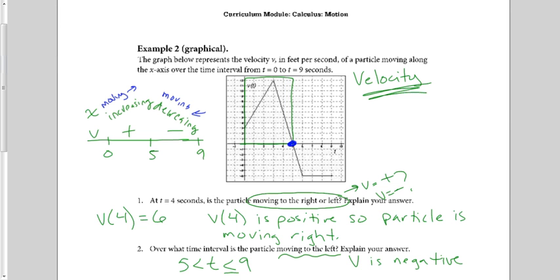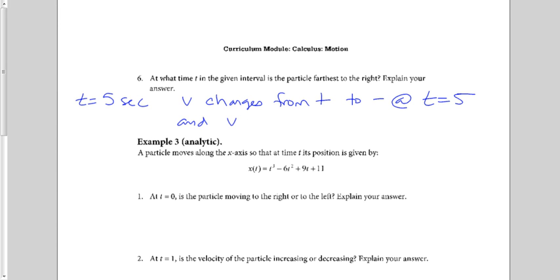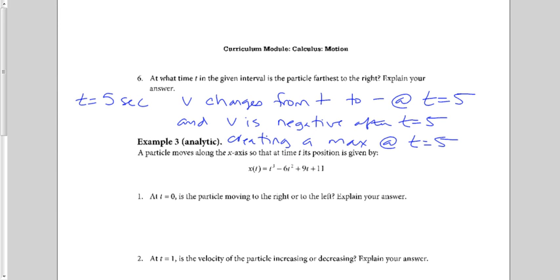I'm going to move now to question 6. So in question 6, it would be at t equals 5 seconds, and v changes from positive to negative at t equals 5. And v is negative after t equals 5, creating a max. Again, relating that to our last unit.